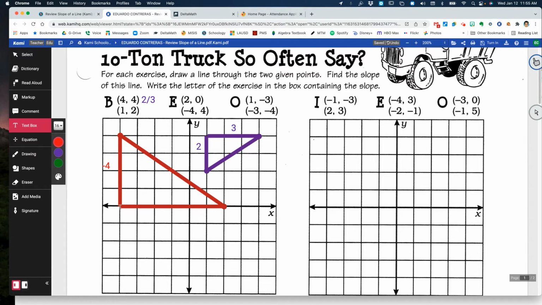And then that puts me at the bottom here. But now I'm going to go to the right for the run, and that's positive. And that's 1, 2, 3, 4, 5, 6. And since that's 6 positive, that's +6. So my rise is -4. My run is +6. So I'm going to write that down over here.